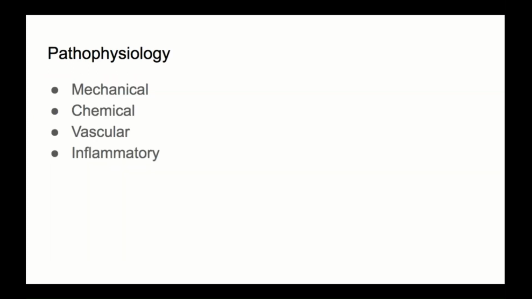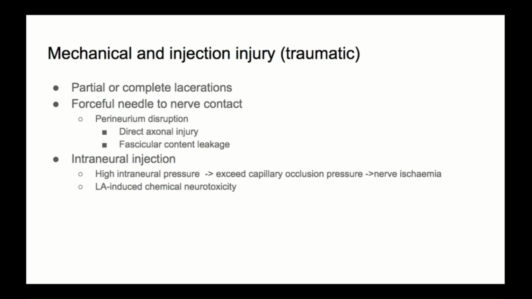So how does peripheral nerve injury occur? The pathophysiology can be divided into 4 main groups: mechanical, chemical, vascular, and inflammatory. The first one, mechanical and injection injury, is due to traumatic injury. It could be due to partial or complete laceration of the nerve.